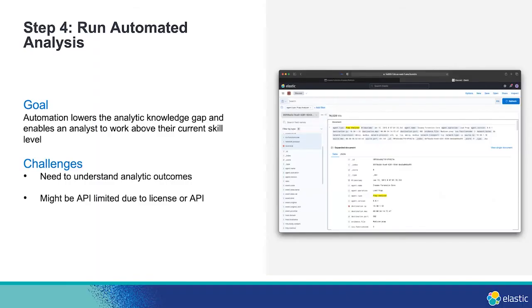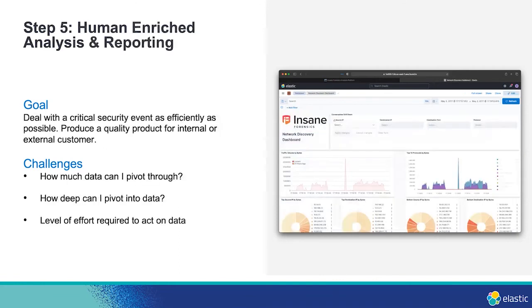What we then do is run automated analysis through it. We want to put our analysts on the problems that matter and the hard problems that we can't per se automate. So we'll automate parts of the analysis so they don't have to do it, so they can stay focused. Again, some might be API limited due to licenses, but automated analysis saves us when we get into human analysis. This is when we are actually digging through Kibana, pivoting through, finding the answer that we need to find.